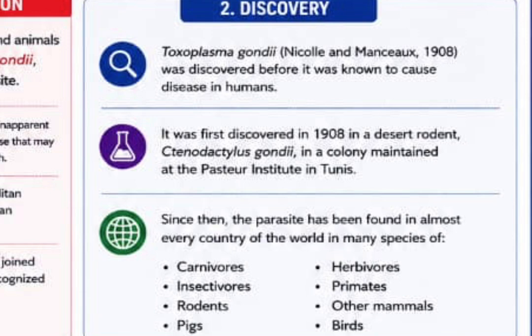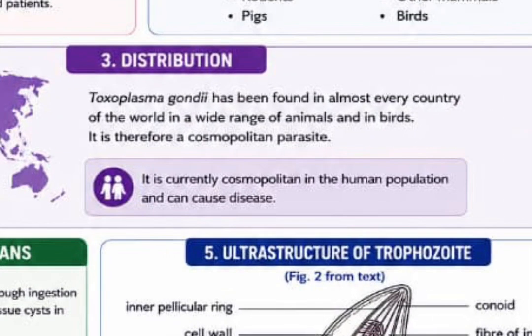But now it can be seen among people, causing a highly bad infection. Based on distribution, Toxoplasma gondii can be found in almost every country of the world, in a wide range of animals and in birds. It's therefore a cosmopolitan parasite because it's everywhere.